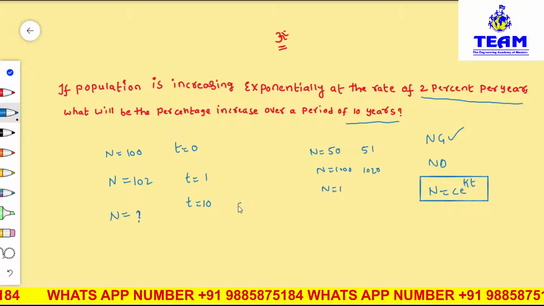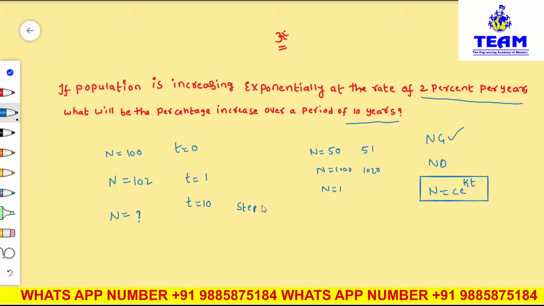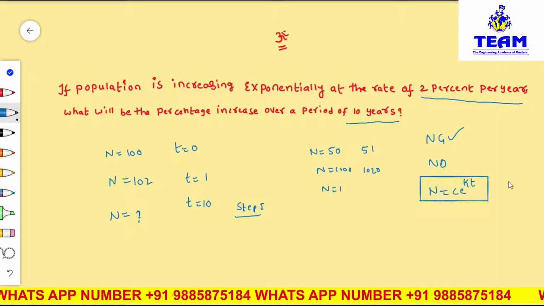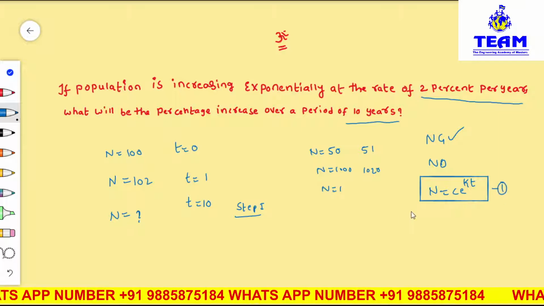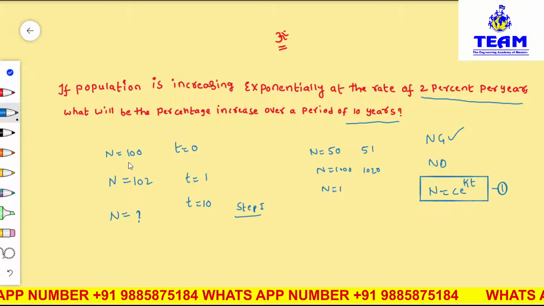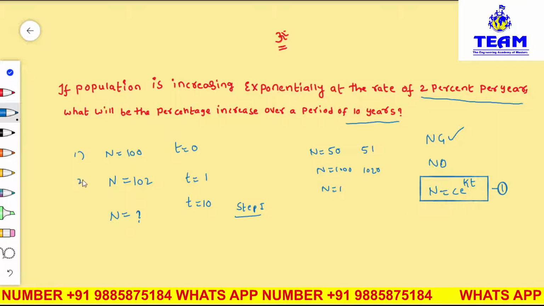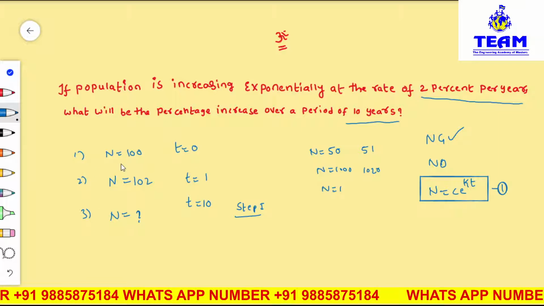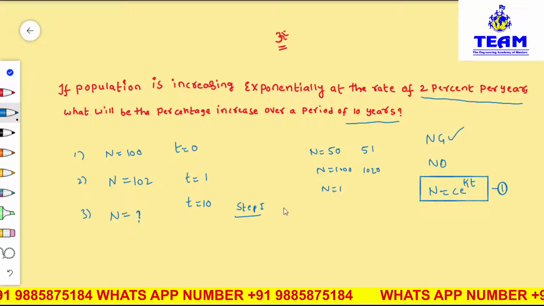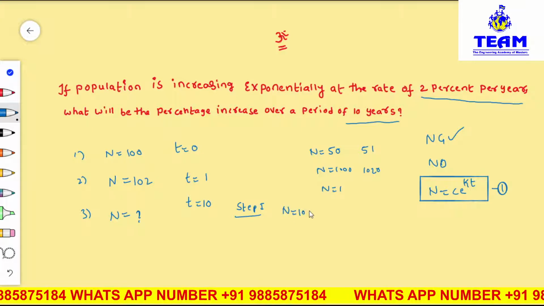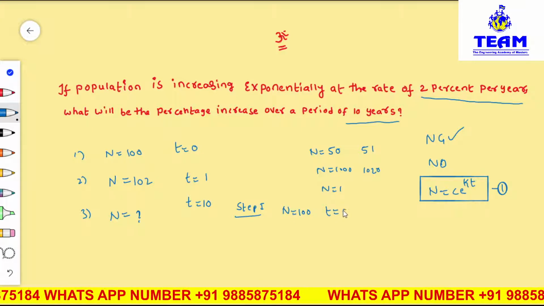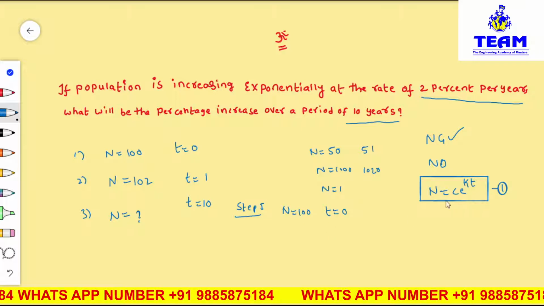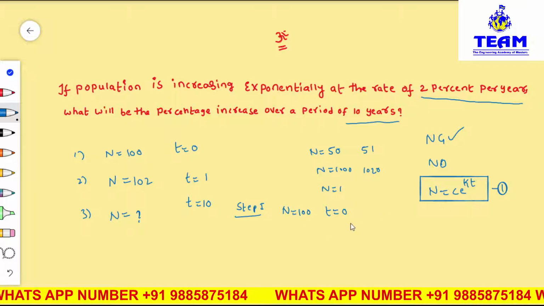Now step 1, you see friends. In step 1, I am considering the first formula as equation number 1. I am using these values for step 1: N is equal to 100, initially the population N is equal to 100. Now you substitute these values in equation 1, then you will get the C value.